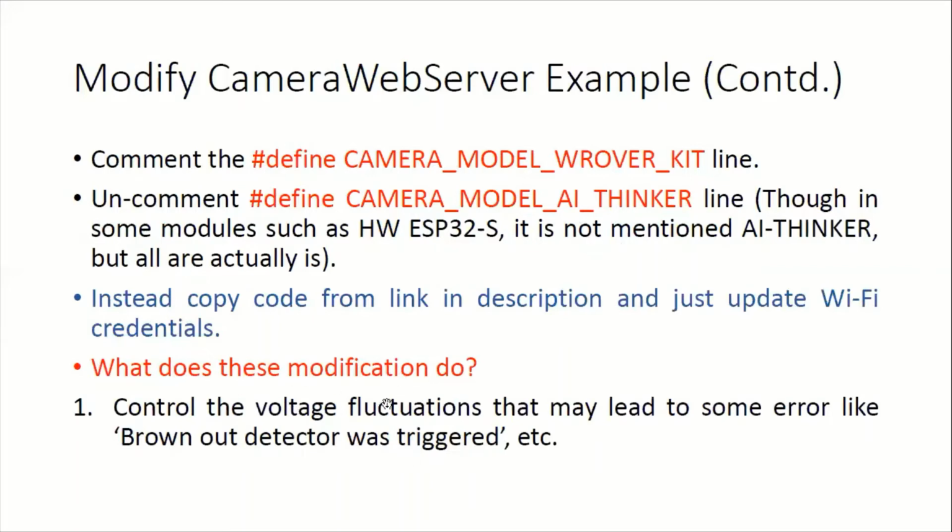But the question you will ask is, why is this modification required and what does it do? This modification actually controls the voltage fluctuations. When you connect your computer and it accesses the Wi-Fi, it creates some voltage fluctuations, which this controls. This is just an overview, and it will protect from errors like the brownout detector was triggered error. When you open the serial monitor, you will find those types of errors, so it helps to control that. You don't have to go deep into that if you just want a working model.